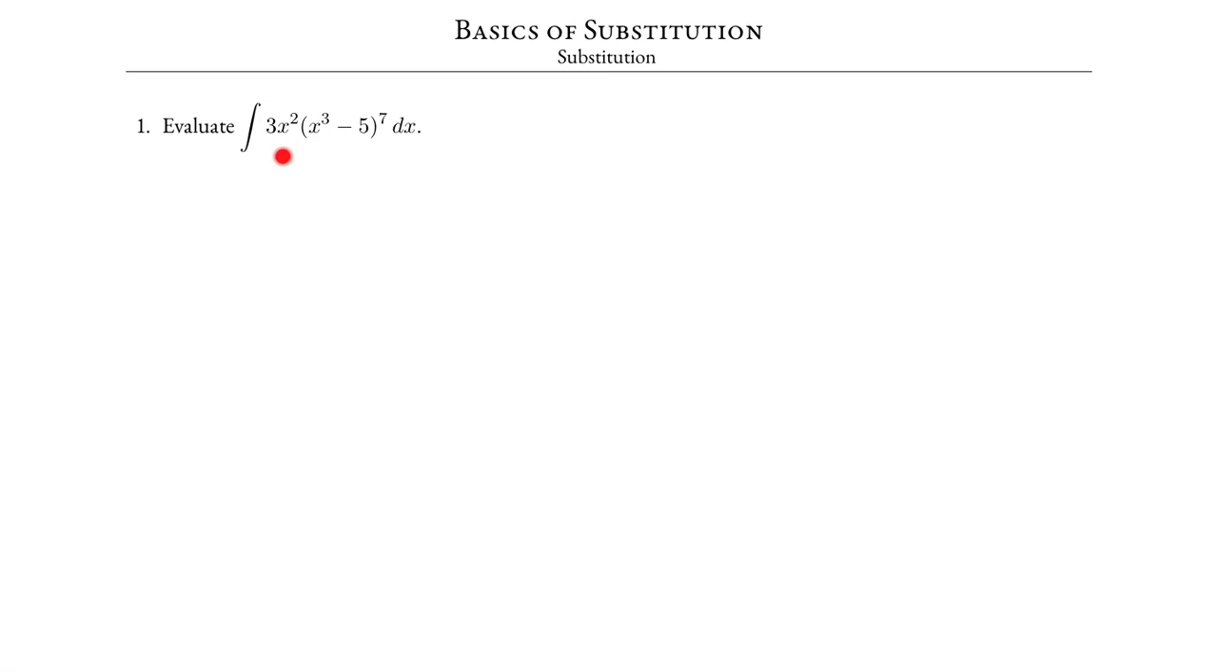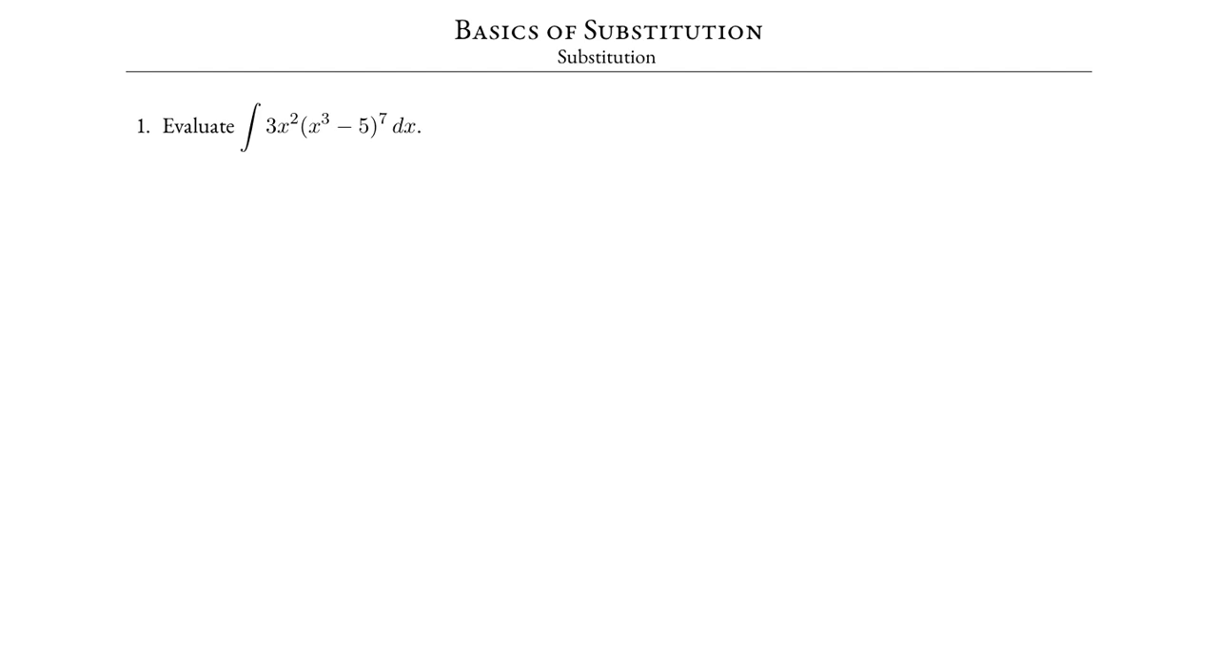Evaluate the indefinite integral of 3x squared times the quantity x cubed minus 5, raised to the 7th power, dx. One way to do this is to distribute the 7th power, but that will be a lot of work. Alternatively, we will use substitution.